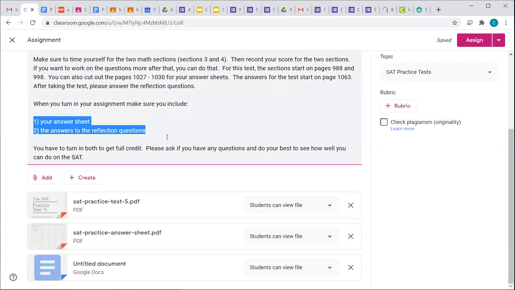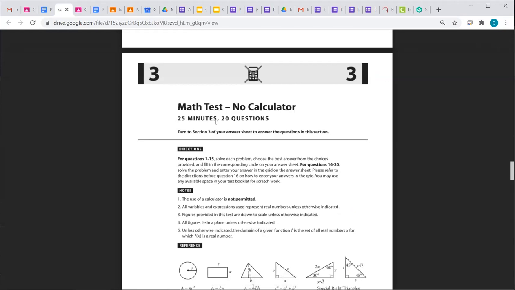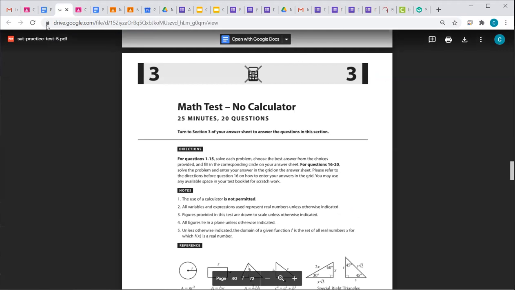Okay, so just reserve some time to work on the test. Try to have it in a quiet place where you can concentrate and just do your best. Right? And again, this is just so you can experience how it's actually like to take an SAT test. And again, please mark the time, 25 minutes for test 3, 55 minutes for test 4.